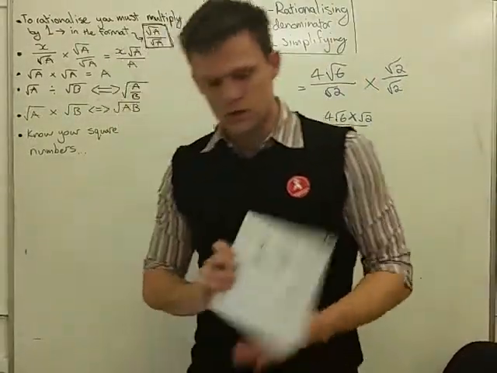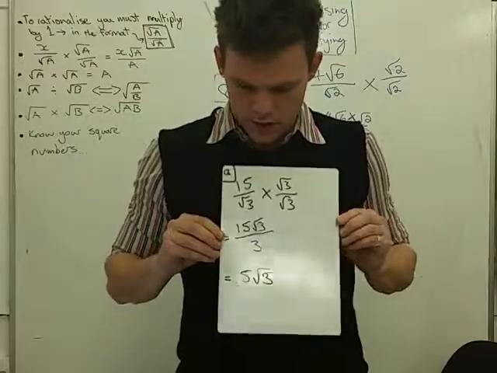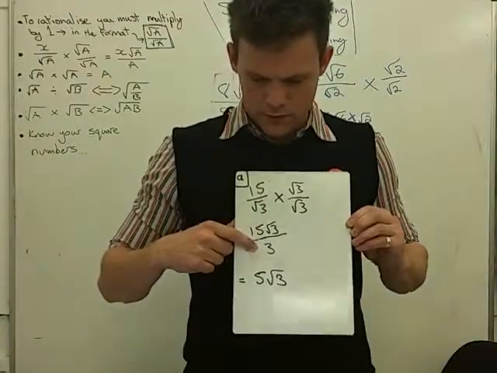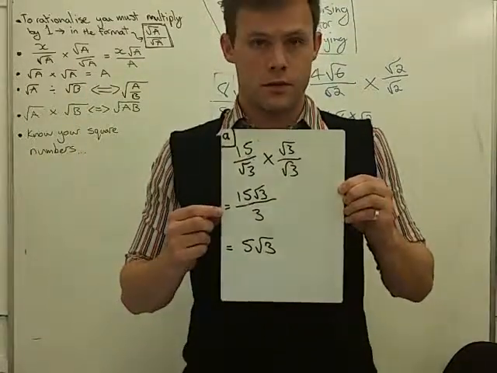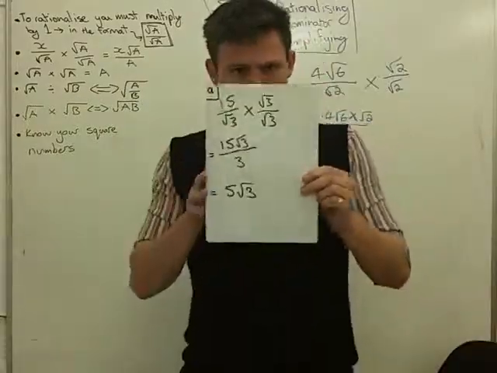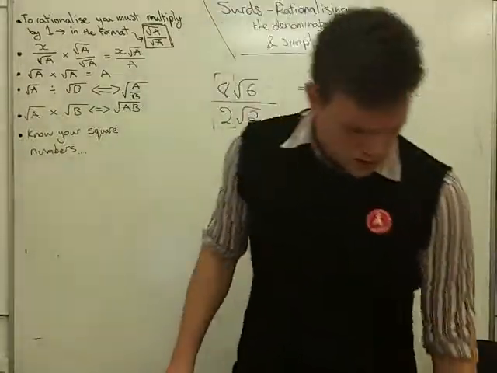Okay, so for your first answer, relatively simple. You just got to make sure that instead of leaving it as 15 root 3 over 3, you simplify down to 5 root 3. You want to pause that and have a look if need be.